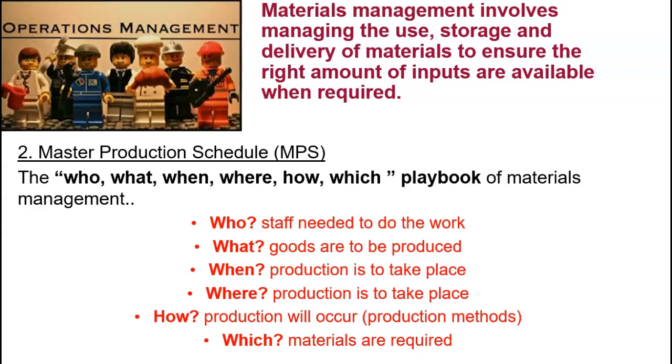So what the master production schedule is telling you: who, so what staff are needed to do the work; what goods are to be produced; when the production is to take place; where production is to take place; how production will occur; and which materials are required. That's what a master production schedule is.